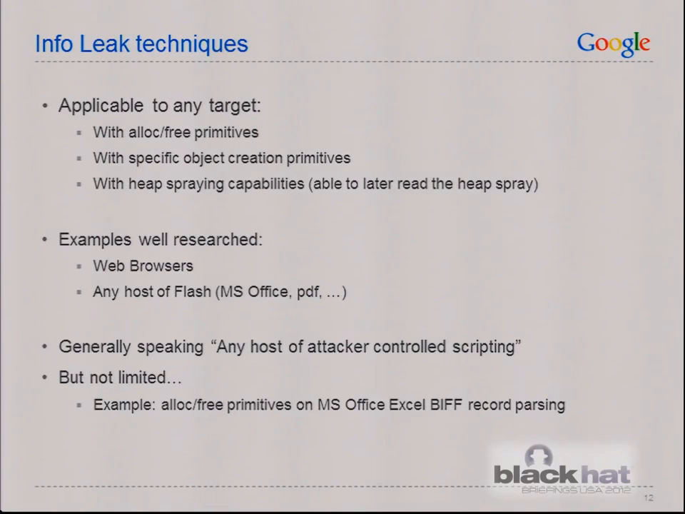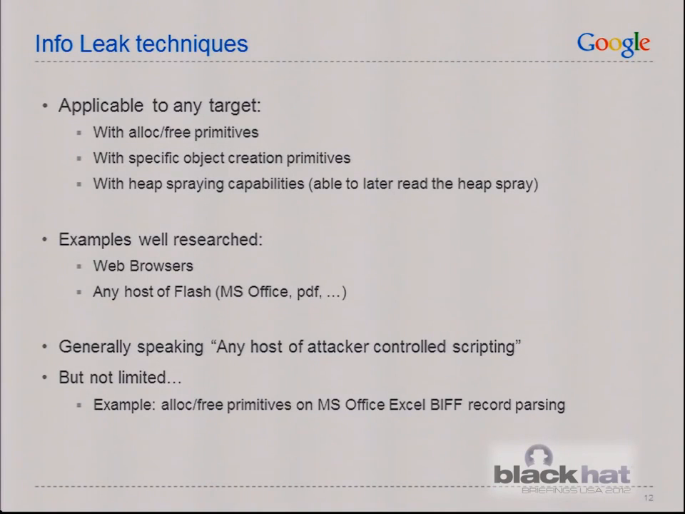Also, in case I want to create a specific type of object, I want to exercise some functionality in the program that will translate later into allocating this type of object. And optionally, most of the times needed, I need heap spraying capabilities. Heap spraying is usually linked to JavaScript, but this is not always true. You can heap spray through images. You can heap spray through a lot of things. And not only heap spraying, it's super useful to read back the heap spraying that you made. In JavaScript, it's super easy. You just have a huge string, and you can read it back from that variable that holds the huge string.